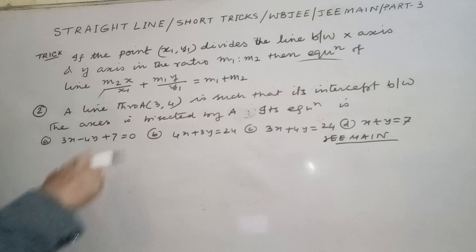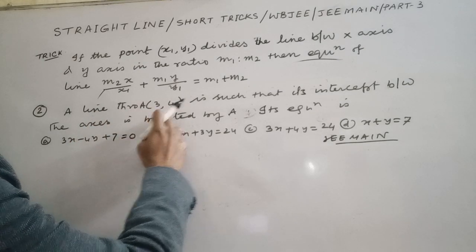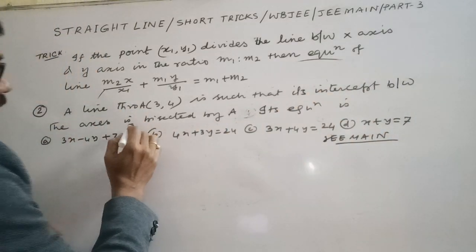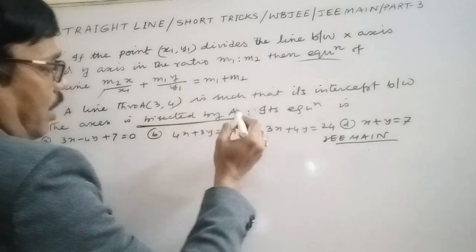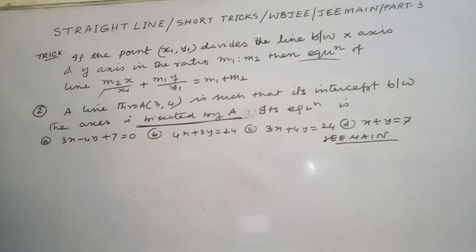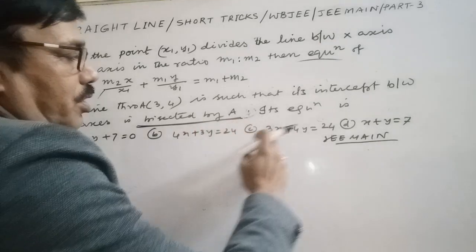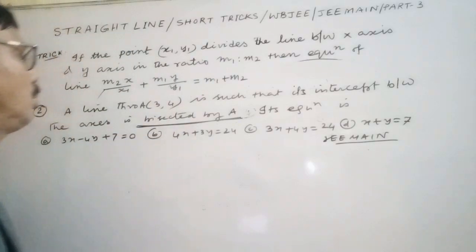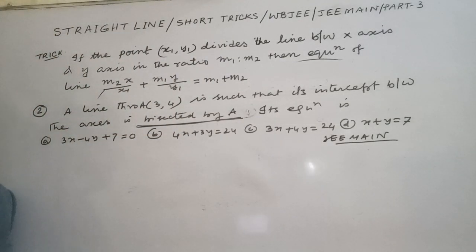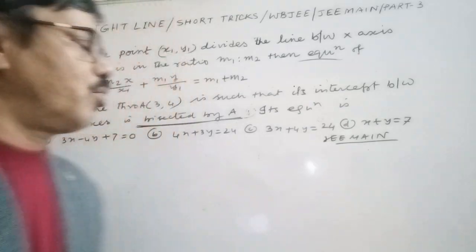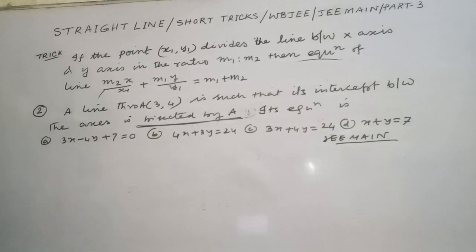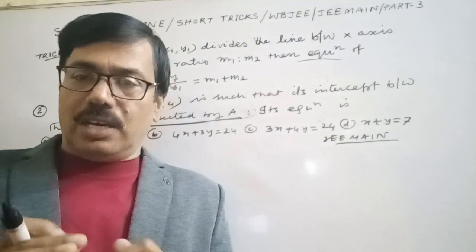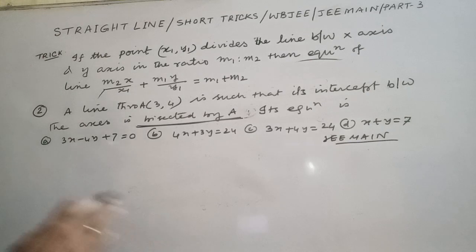Now application 2. A line through A(3, 4) is such that its intercept between the axes is bisected by A. Then its equation will be A or B or C or D. This is a problem of JEE Main. So look, in JEE Main 80% problems will be of average standard. So you have to complete the full syllabus, class 11 plus class 12, all chapters.